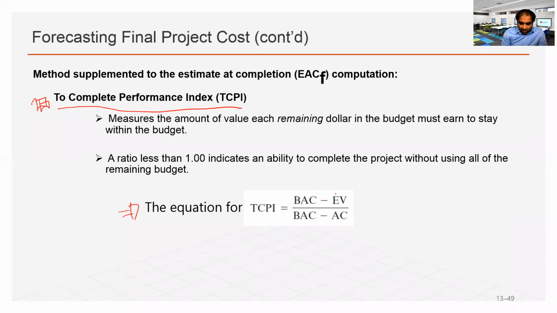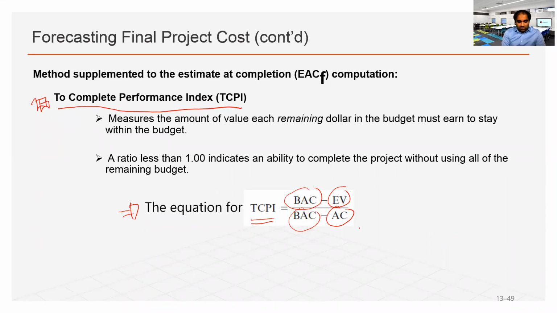BAC minus EV, so earned value, and minus actual cost to complete, that means for the remaining amount of work that yet needs to be completed, what will be the performance index for the remaining part of the work, based on the factor that now we have the earned value and actual cost? And if you compare that with the budgeted cost, how does the index look like to complete the remaining amount of work?